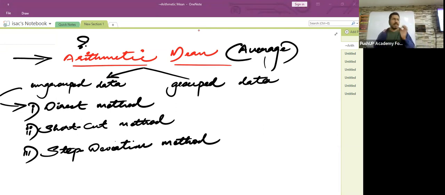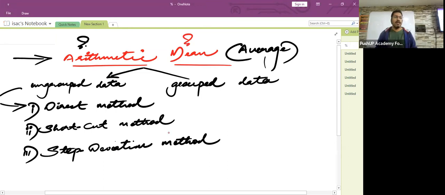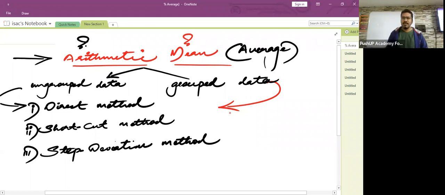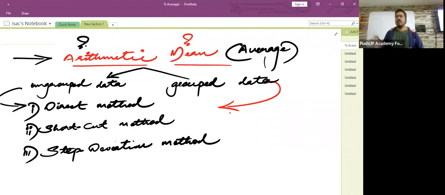Instead of ungrouped data, suppose they have given you grouped data and they ask you to find the arithmetic mean. You still have the same three methods. The first one is direct method, second one is shortcut method, and the third one is step deviation method. So the conclusion of the story is, be it ungrouped data or grouped data, if they are asking you to find arithmetic mean, then you have three methods in your hand: direct, shortcut, step deviation. Make a note of this.